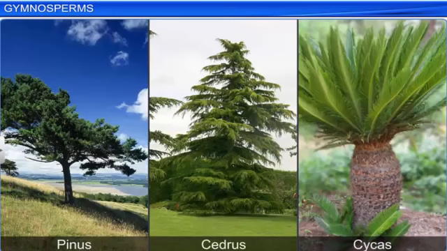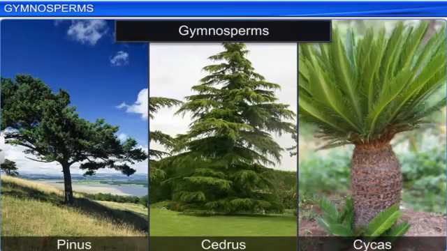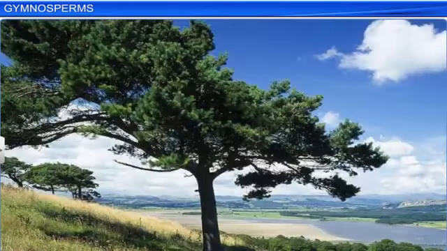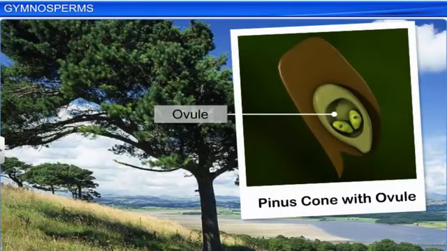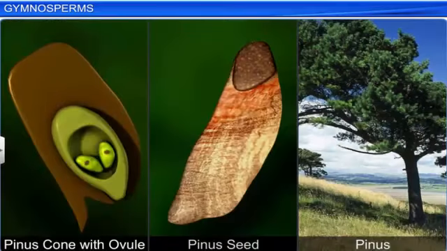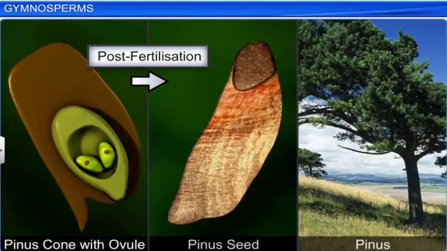It is common to find trees such as Pinus, Cedrus and Cycas growing in the cooler regions of India. All of them are gymnosperms, a group of plants in which the ovules are not enclosed by an ovary wall and remain exposed or naked before fertilization as well as post-fertilization, when they develop into seeds. These seeds germinate to give rise to new plants.